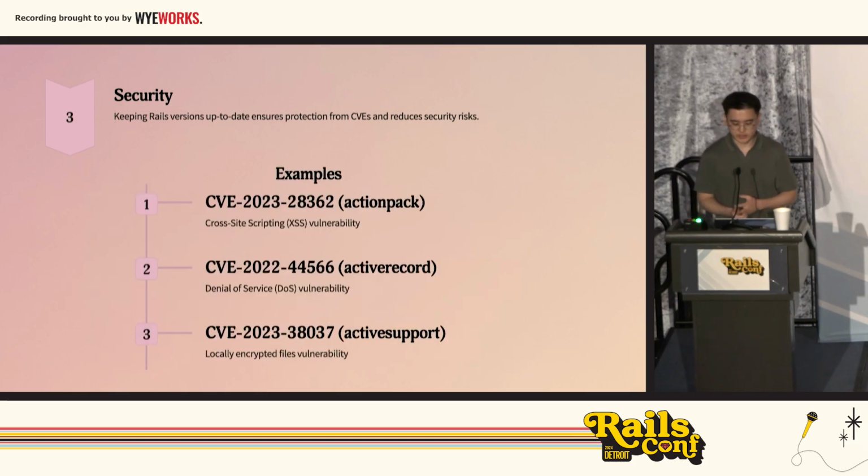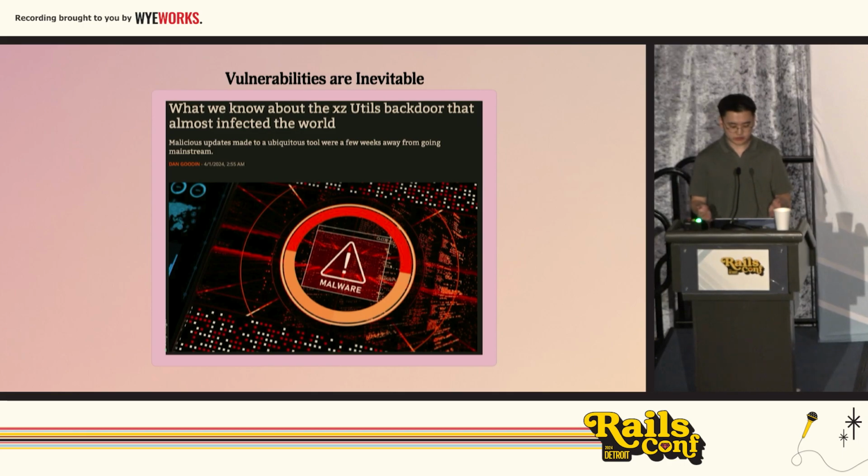And here are some examples of potential vulnerabilities. The first is an incident in Action Pack and is an example of a cross-site scripting vulnerability which can lead to potential unauthorized access or data theft. The second is a denial of service vulnerability in Active Record that can cause a service to become unavailable for legitimate users. And last is an example in Active Support of a vulnerability of locally encrypted files, which could lead to potential data breaches. Why mention all of this?